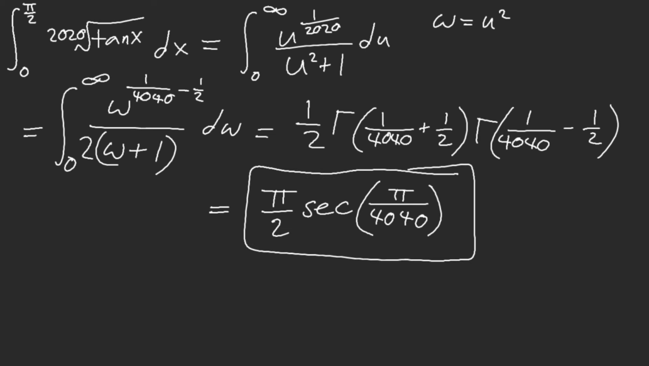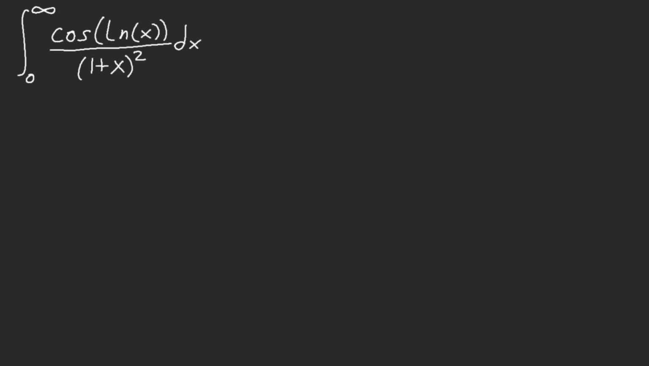And that is our answer. Okay? So, yeah, that's pretty much it. Just kind of finding a way to put it in this form, that beta function form, and then, you know, utilize Euler's reflection. Okay? Alright, next integral.